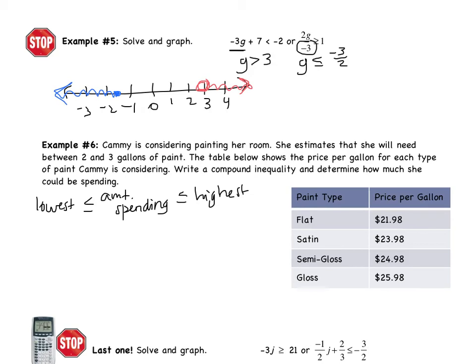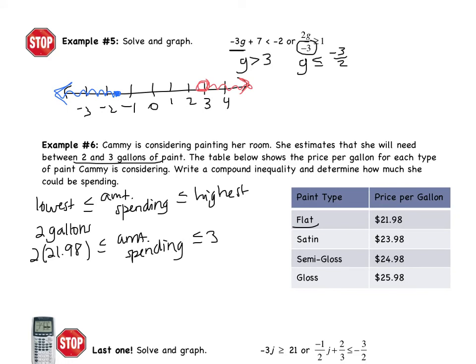Okay, so the lowest amount she's going to be spending could be if she were to get 2 gallons, and it was the cheapest paint. So looking, the cheapest paint is the flat paint. So we're going to have 2 gallons multiplied by 21.98. The highest she could be spending is if she buys 3 gallons of paint, because it says between 2 and 3, of the most expensive, which is the gloss paint, which is 25.98.